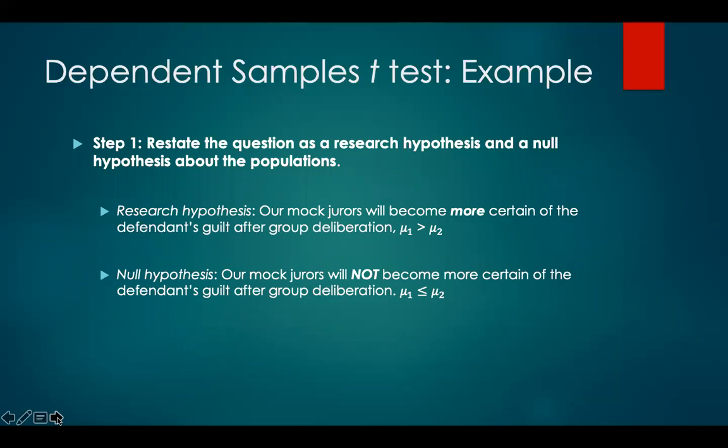So step 1 is to restate the question as a research hypothesis and a null hypothesis about the populations. The research hypothesis is that mock jurors will become more certain of the defendant's guilt after group deliberation. So mu 1 will be higher than mu 2. And the null hypothesis is that our mock jurors will not become more certain of the defendant's guilt after group deliberation. So mu 1 will be less than or equal to mu 2.